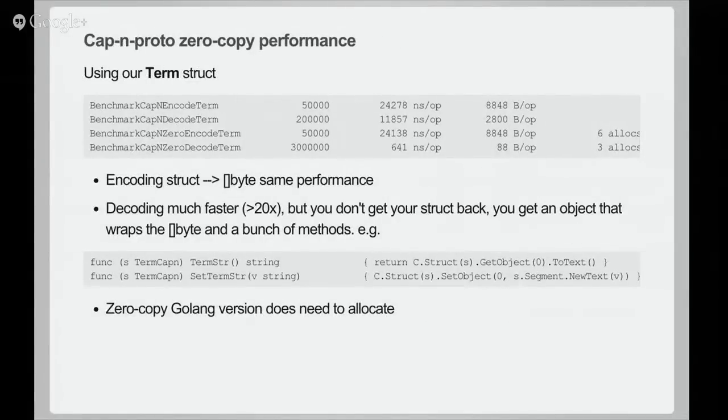In terms of zero copy, that's comparing the two methods at the top. The encoding step's the same, but the decoding step is obviously much faster, more than 20 times faster. But like I say, you don't get your struct back, so it's more difficult to have methods and things. You can do it, but you need to think about design a lot more, and it's a bit more complicated. And the other thing I'd note is that the Go version does allocate. So I don't think the Go version is as efficient as some of the other languages yet, so it'll probably improve.